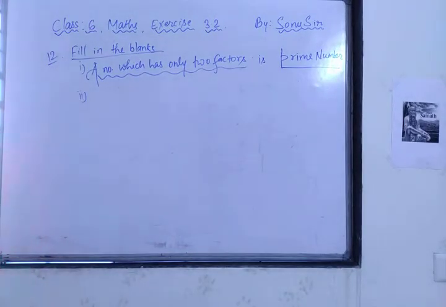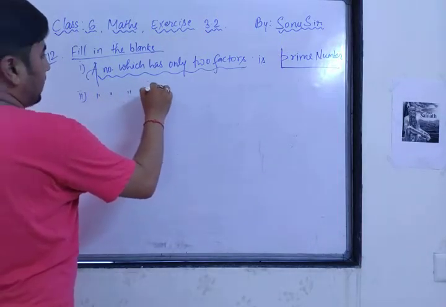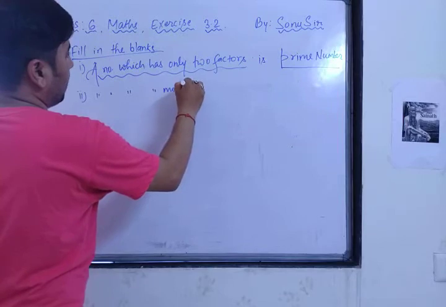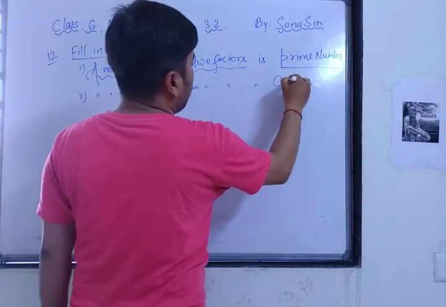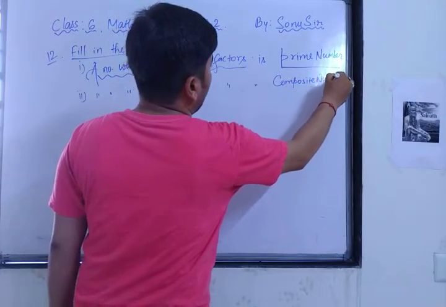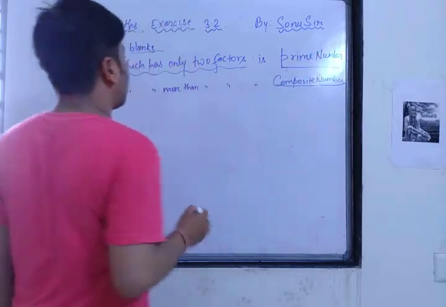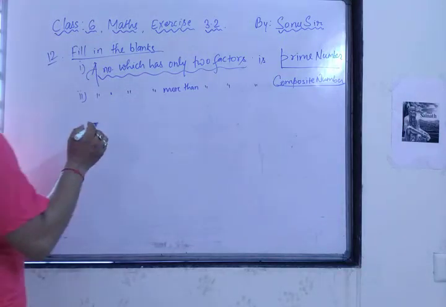Second question is, a number which has more than two factors is called a composite number. What is it called? Composite number. Because I had already given you the definition of prime number and composite number. Prime number means a number which has only two factors, one and itself, and a number which has more than two factors is called a composite number.